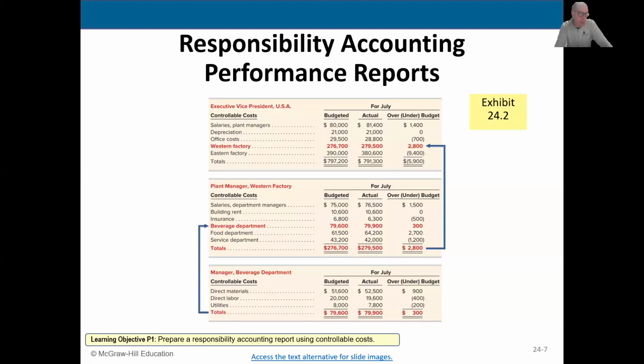The plant manager also has controllable costs, such as the salaries for the department managers, building rent, insurance, and then each individual department.